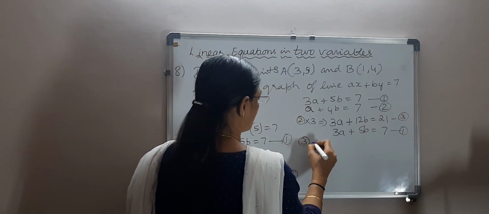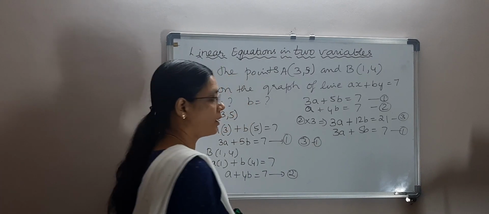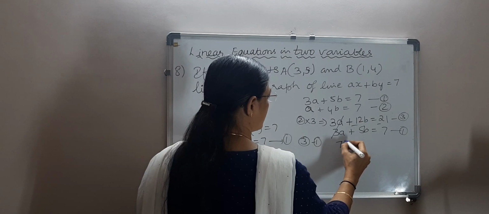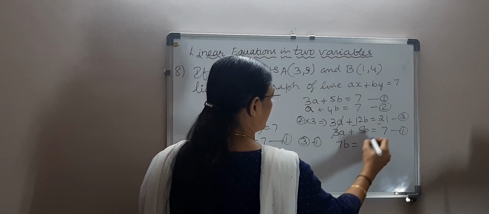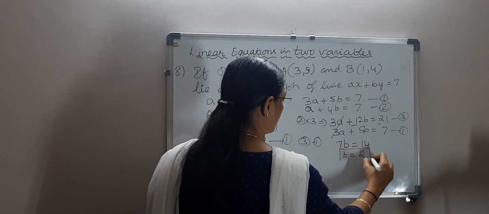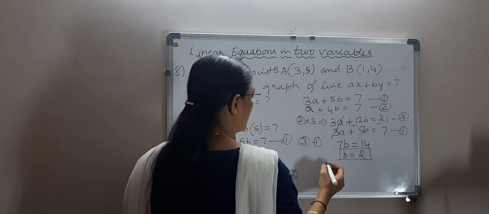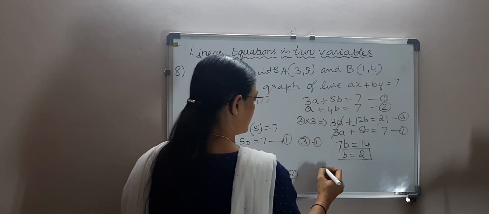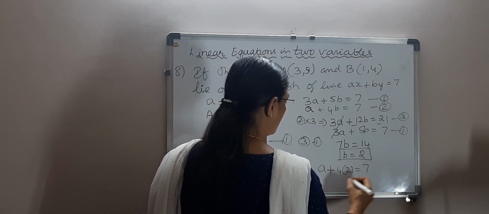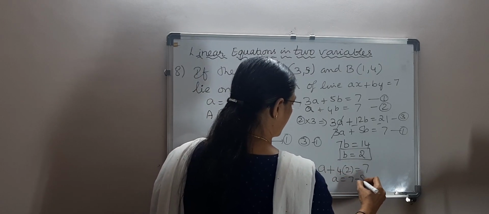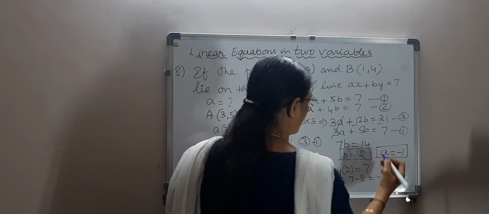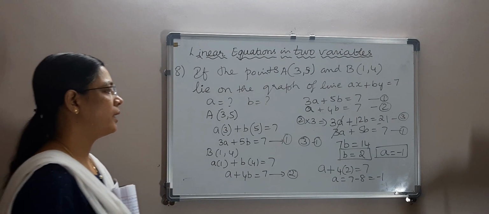Now subtract 3A and 3A. So when you subtract, these two get cancelled. 12 minus 5 is 7B and 21 minus 7 is 14. So B is equal to 2. Now substitute the value in any of the equations, either 1 or 2. I substitute in 2. So A plus 4 into 2 is equal to 7, or A is equal to 7 minus 8, that is minus 1. So A is equal to minus 1 and B is equal to 2.